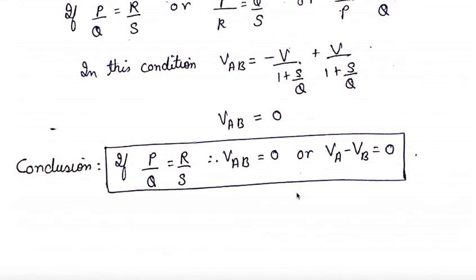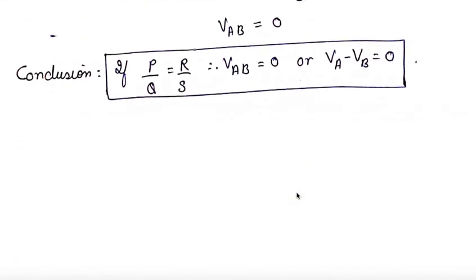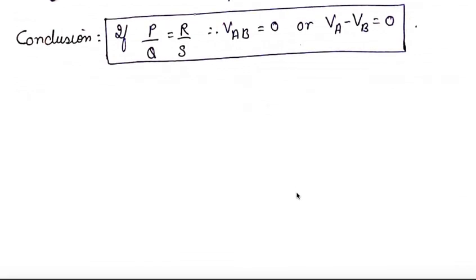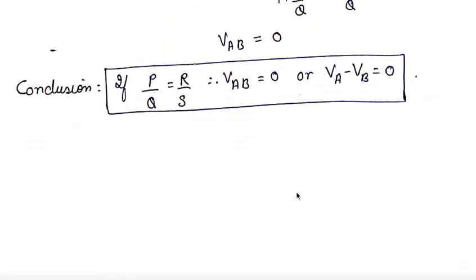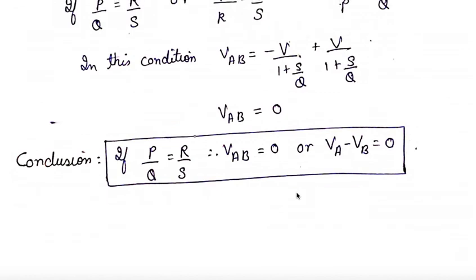So that is our main concept of this topic, that whenever there is balance, it is called the balanced bridge condition. In the balanced bridge condition, the ratio of both adjacent resistors is the same. The ratio of both adjacent resistances, top and bottom, will be the same. Then in that case VAB will be 0, that is VA minus VB will be 0.